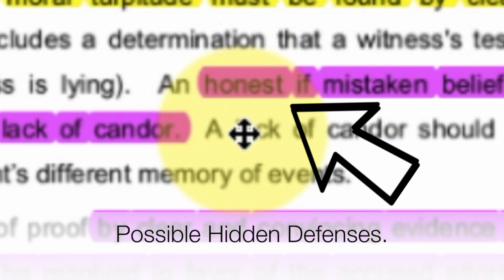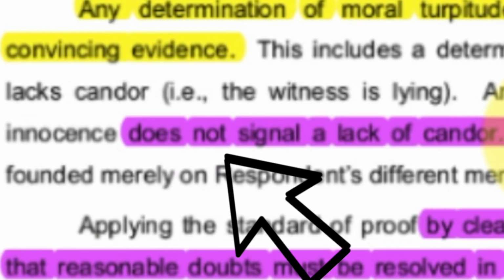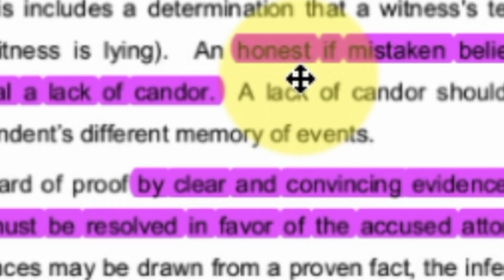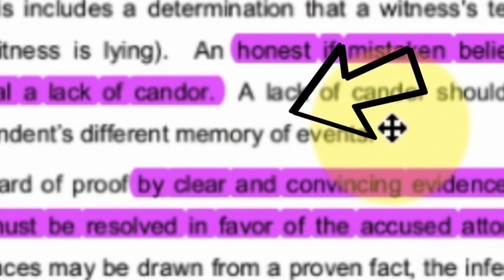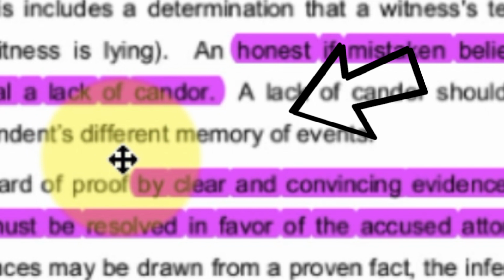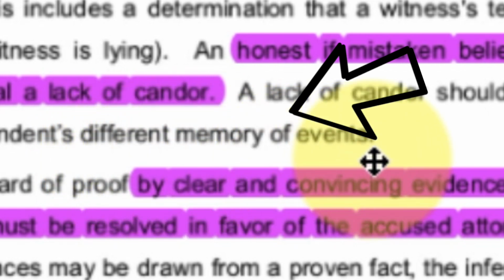So here I highlighted an honest mistaken belief. Look at that. That might be a defense, a mistaken belief. Then it says, in his innocence does not signal a lack of candor. Okay, so think about that. That could be critical. And then the rule that I'm going to identify and extract, after that it says, a lack of candor should not be found merely on respondents' different memory of events.